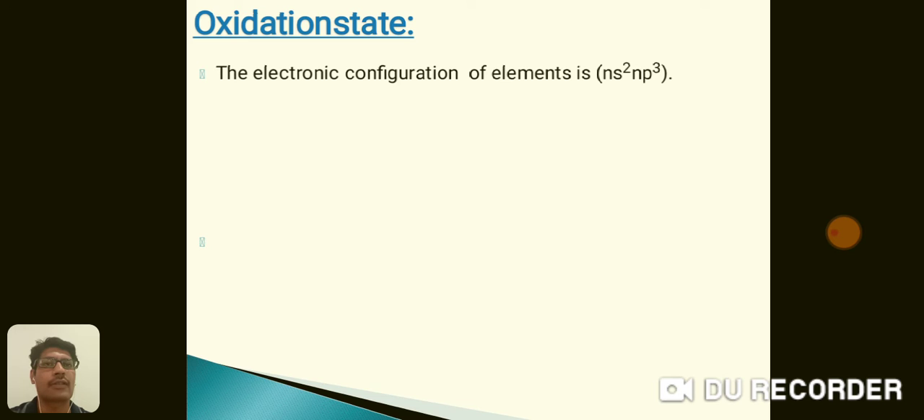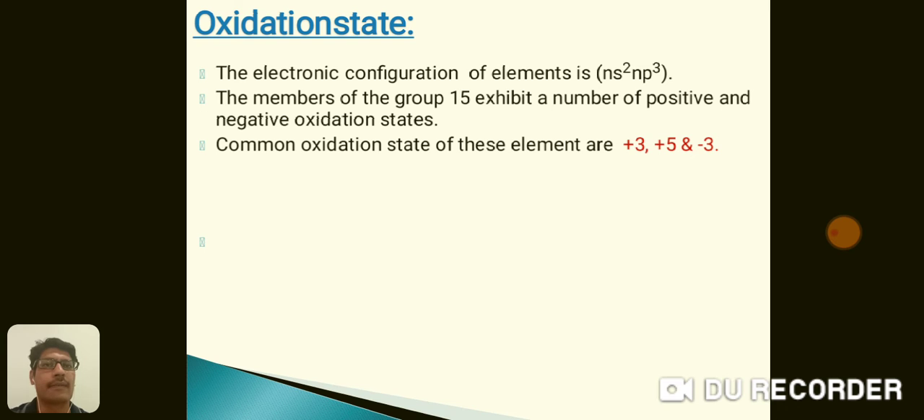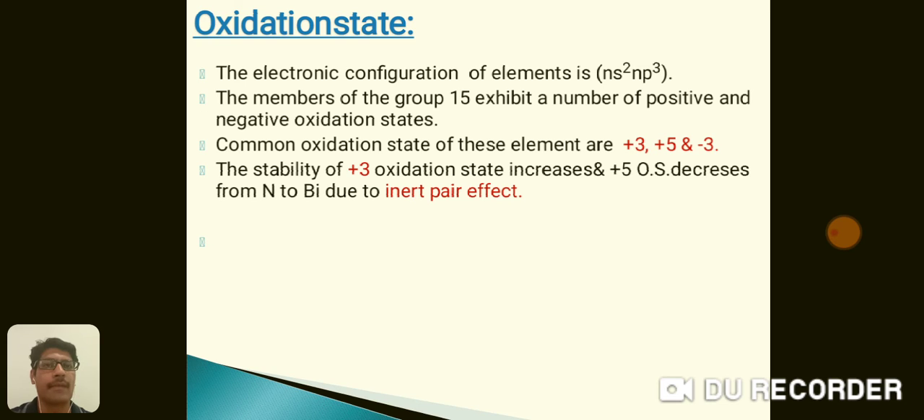Now we are going to see the oxidation state. The electronic configuration of these elements is ns2np3. The members of group 15 exhibit a number of positive and negative oxidation states. Common oxidation states of these elements are +3, +5 and -3. The stability of +3 oxidation state increases and +5 oxidation state decreases from nitrogen to bismuth due to the inert pair effect. What is inert pair effect? Inert pair effect is defined as the pair of electrons from the s orbital remaining paired and not participating in bond formation.